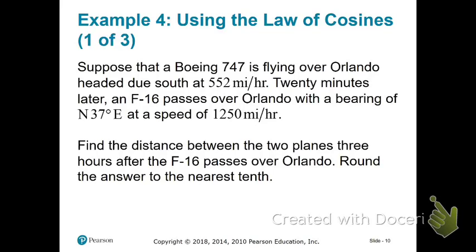So example 4. Suppose that a Boeing 747 is flying over Orlando headed due south at 552 miles per hour. 20 minutes later, an F-16 passes over Orlando with the bearing of north 37 degrees to the east at a speed of 1,250 miles per hour. Find the distance between the two planes 3 hours after the F-16 passes over Orlando. Round your answer to the nearest tenth.